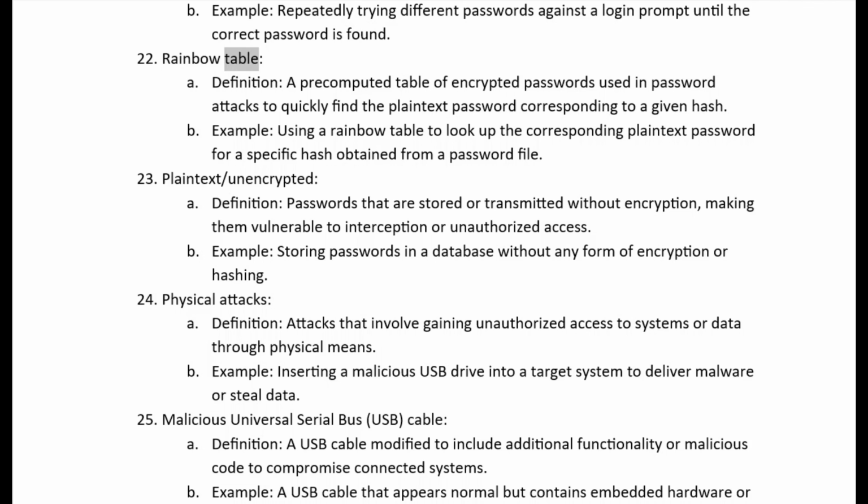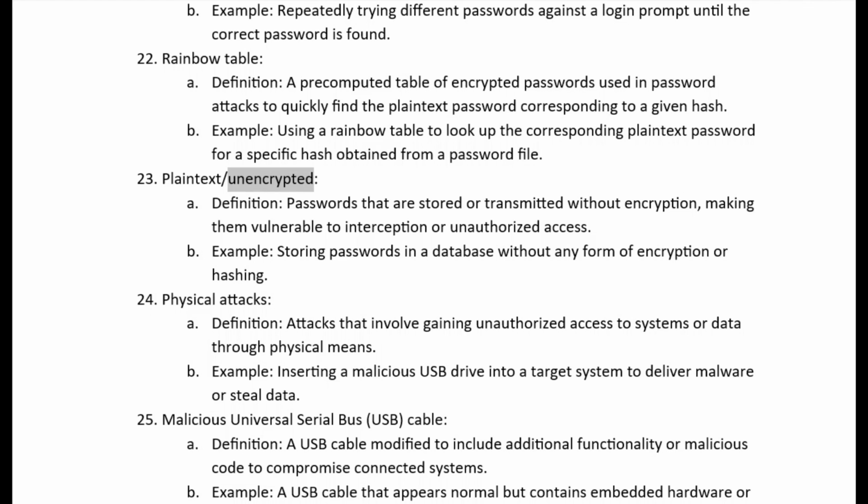Rainbow table. Definition: a pre-computed table of encrypted passwords used in password attacks to quickly find the plaintext password corresponding to a given hash. Example: using a rainbow table to look up the corresponding plaintext password for a specific hash obtained from a password file.